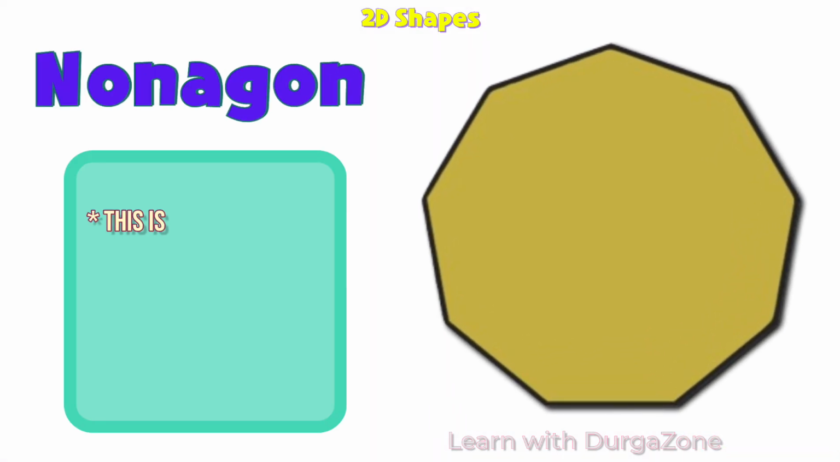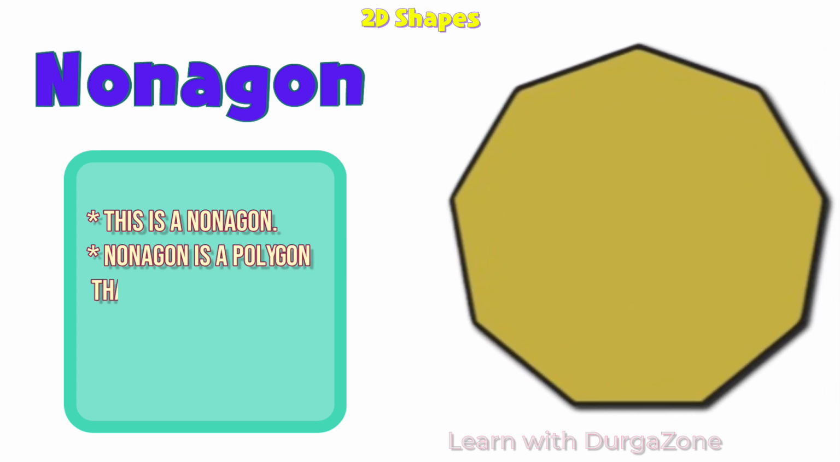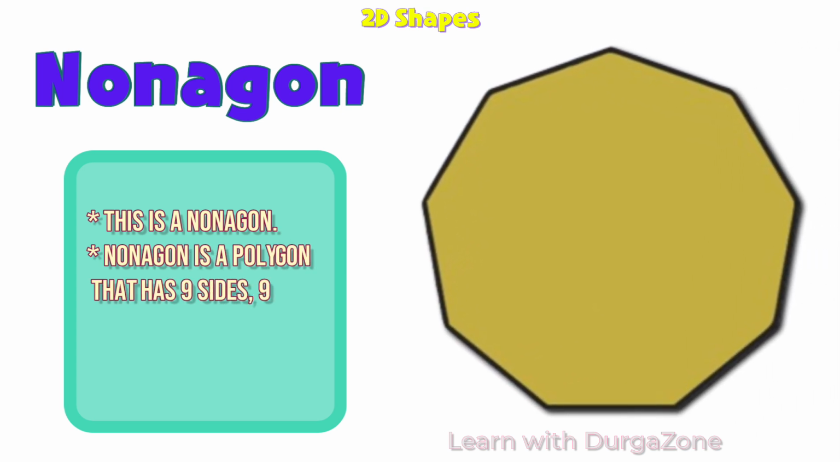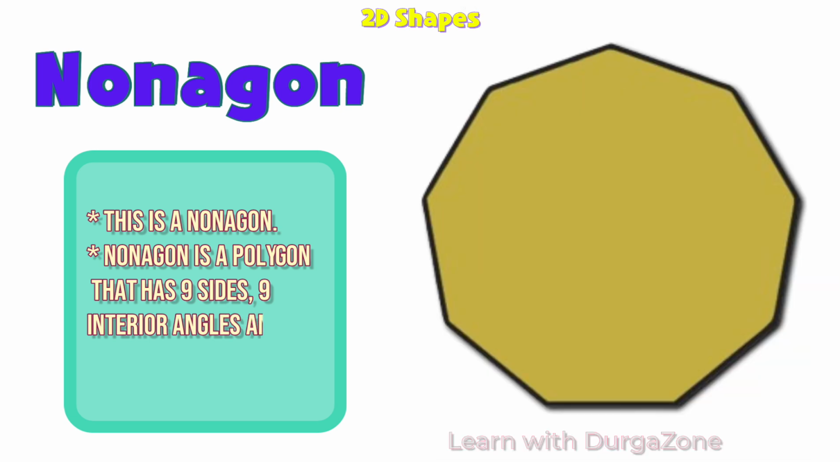Nonagon. This is a nonagon. Nonagon is a polygon that has 9 sides, 9 interior angles and 9 exterior angles.